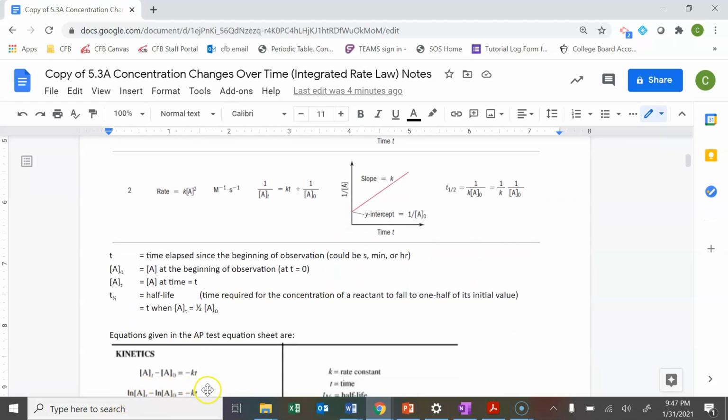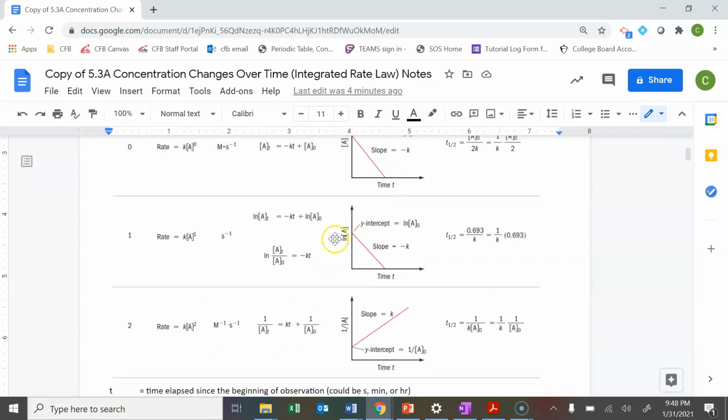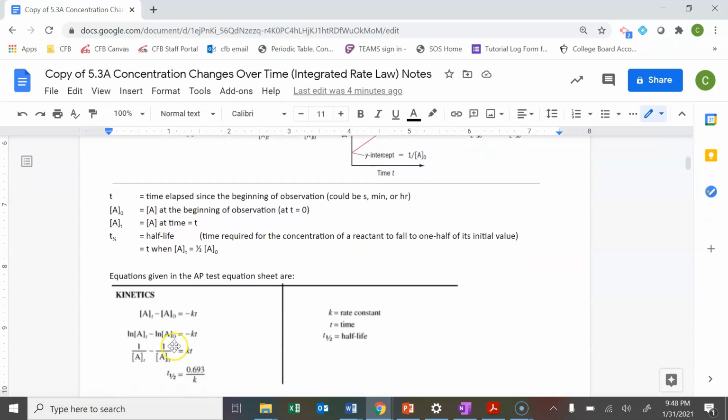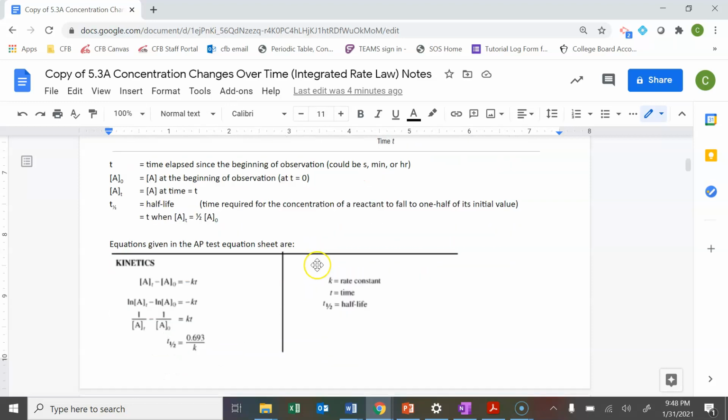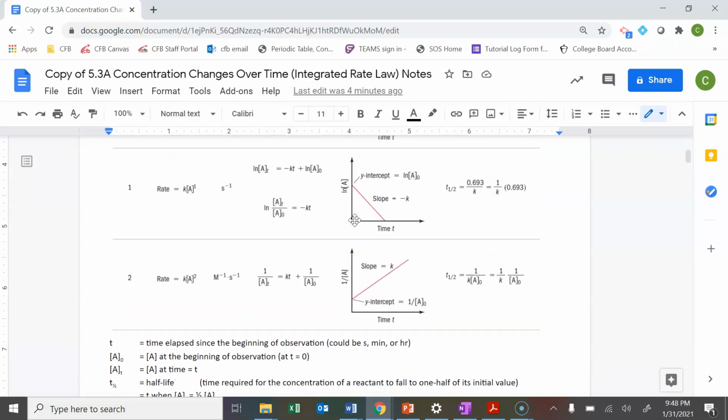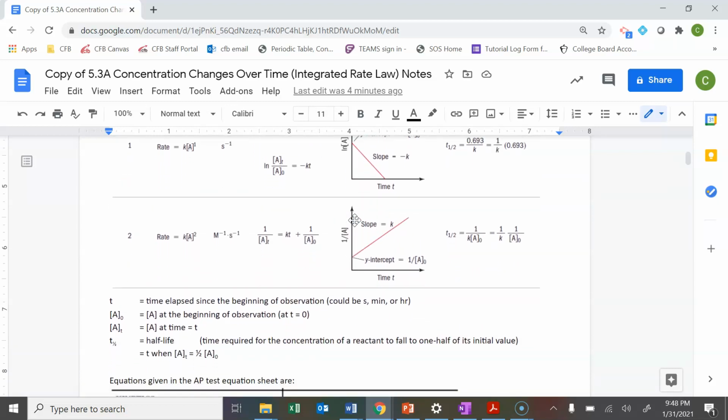Ln of concentration and time, that's first order. And second order is the last one, 1 over concentration, inverse concentration versus time. So you do have this as an aid to help you to answer those questions. You don't have to memorize it. You just need to know how to understand it.